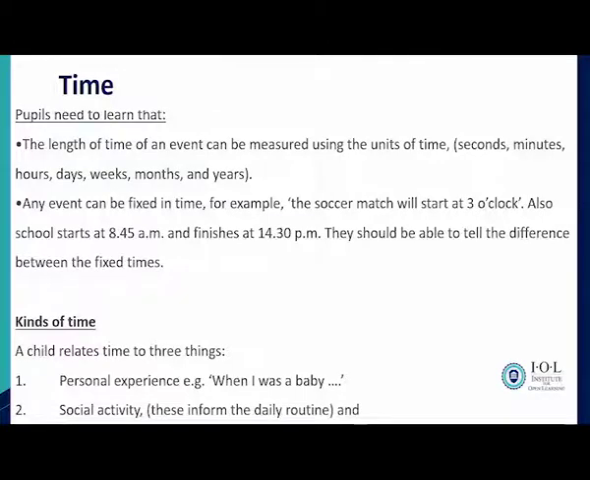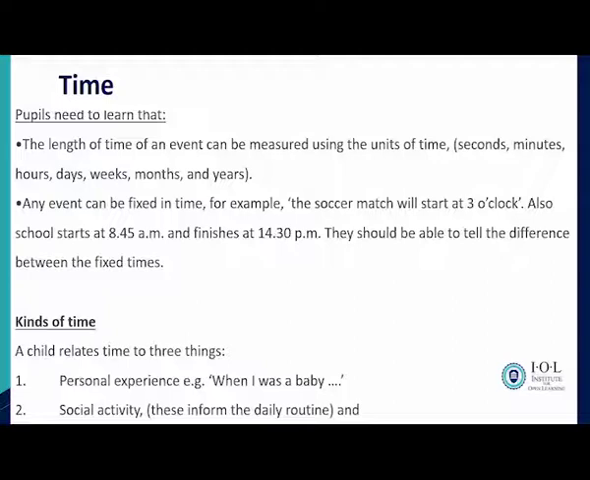For example, the soccer match will start at 3 o'clock sharp. Also, school starts at 8:45. It's fixed. If school starts at 8:45, it's 8:45 every day. If it's 8 o'clock, it's fixed. That is a fixed time. They should be able to tell the difference between the fixed times as well.